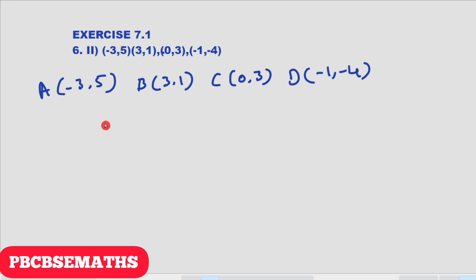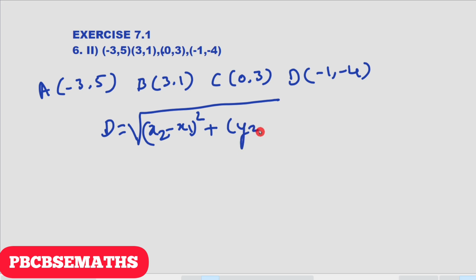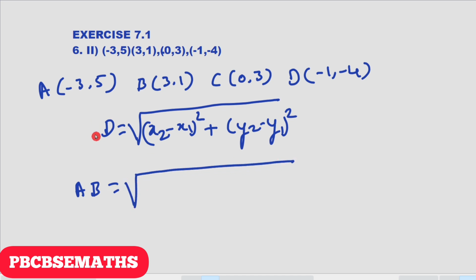At first, we will write the distance formula. D is equal to square root of x2 minus x1 whole square plus y2 minus y1 whole square. So this is the distance formula. Then let's consider point A as x1, y1 and the coordinates of point B as x2, y2. Then by substituting these values in this distance formula, we have x2 that is 3, x1 that is minus 3.